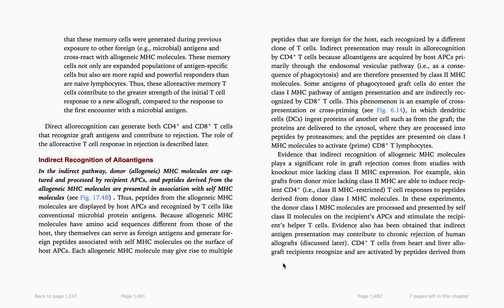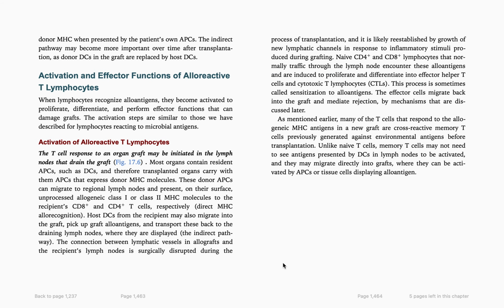Evidence also has been obtained that indirect antigen presentation may contribute to the chronic rejection of human allografts, discussed later. The CD4 T cells from heart and liver allograft recipients recognize and are activated by peptides derived from donor MHC when presented by the patient's own antigen-presenting cells. The indirect pathway may become more important over time after transplantation as donor dendritic cells in the graft are replaced by host dendritic cells.